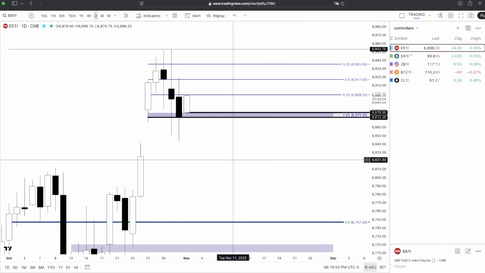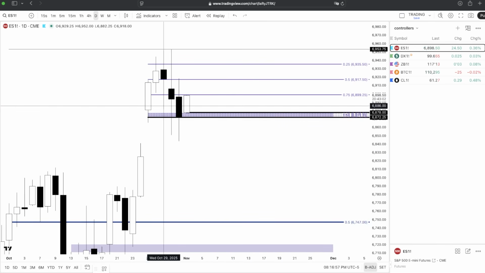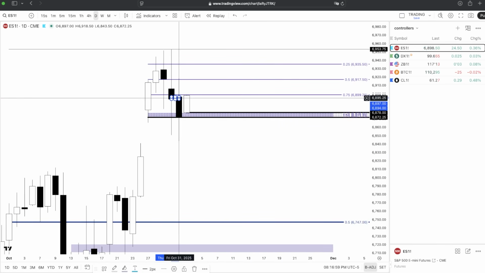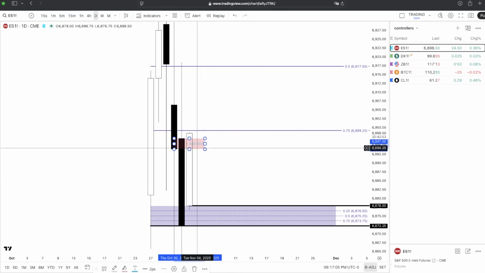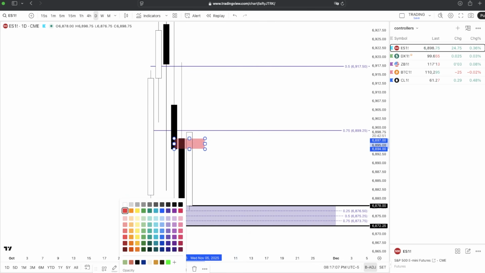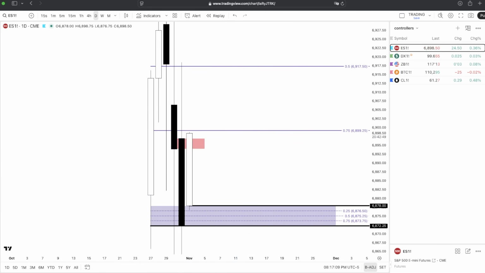So the first thing that I see on the daily chart here that we could use is the daily overlap level right here. The reason that we could use this daily overlap level is, again, because there's no higher time frame level that overlaps this daily overlap.